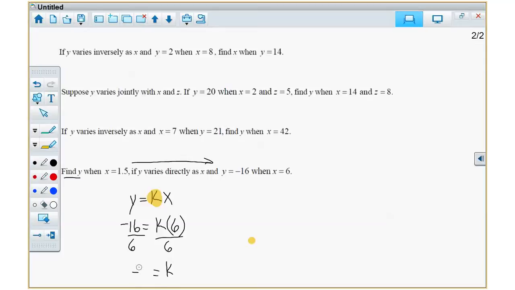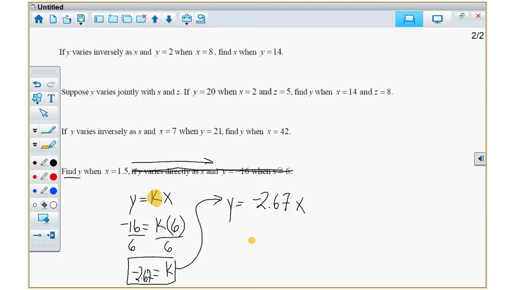2.67. So now you know that K is 2.67, and you take that and plug it into your formula. Y is equal to negative 2.67 times what? X. You've used up all of this information. Now, find Y when X is 1.5. What are you going to do with that 1.5 now? Plug it in. Y is equal to negative 2.67 times 1.5.